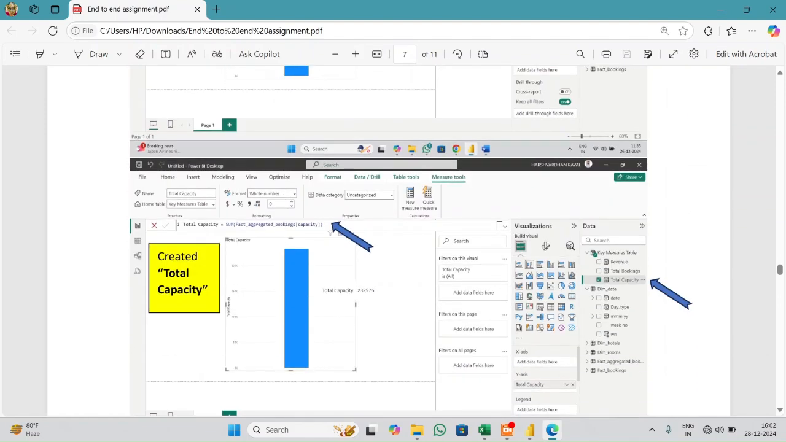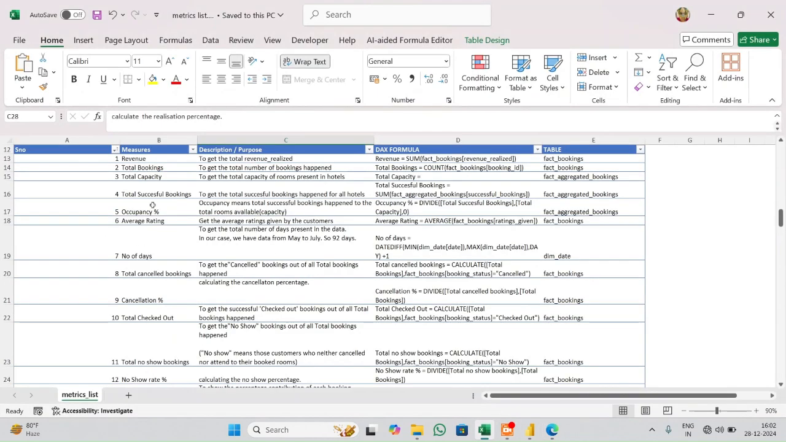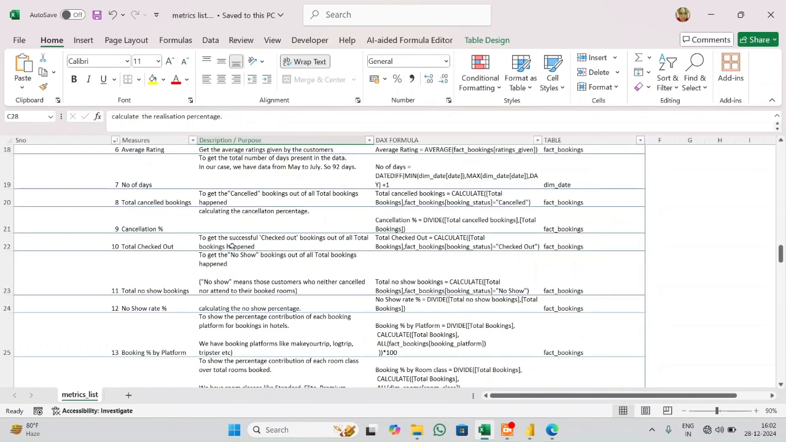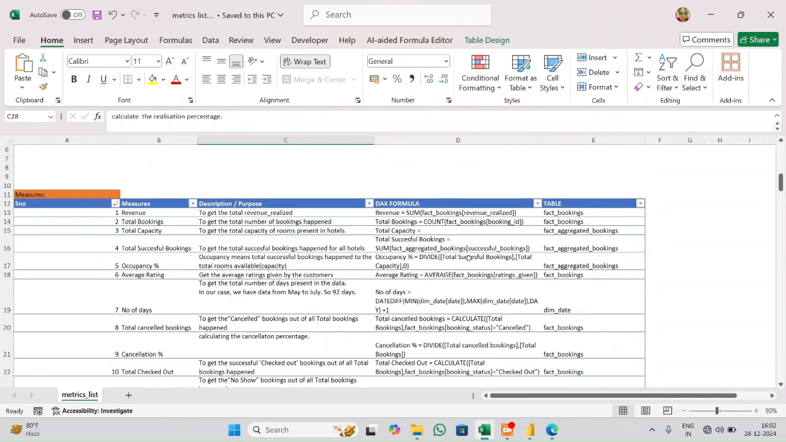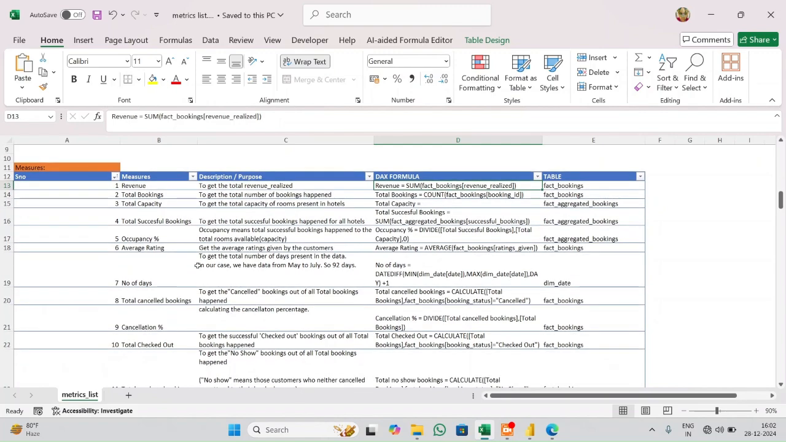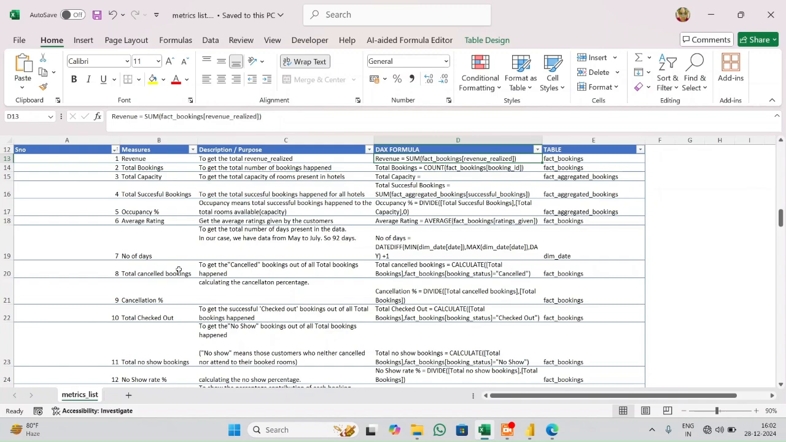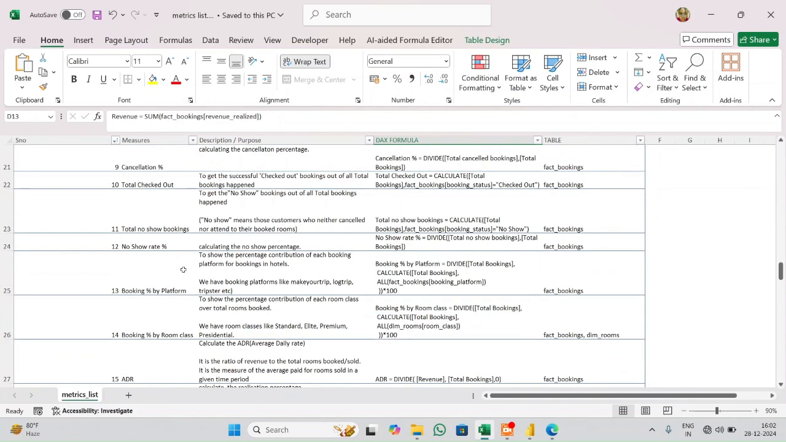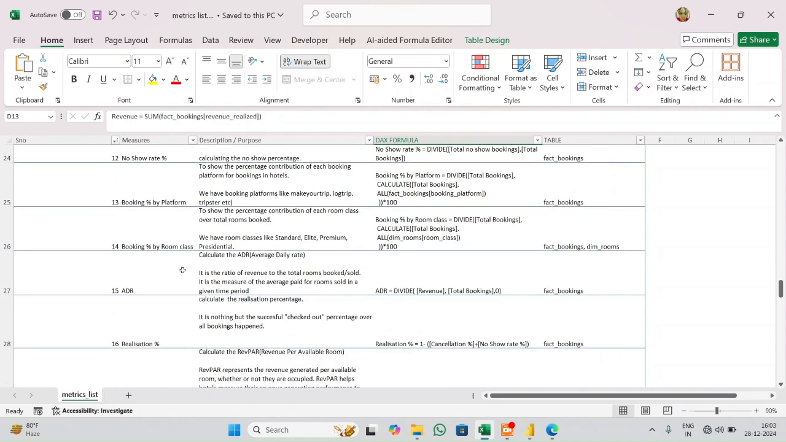Then I have created total capacity by using this formula. By using a number of formulas, I have created these 26 measures. As you can see here in this Excel file, first of all, I created the Excel file. All the formulas I have written down for total booking, total capacity, total successful bookings, occupancy rate, average rating, number of days, total cancelled booking, cancellation percentage, total checked out, total no-show bookings, no-show rate in terms of percentage, booking percentage by platform, by room class, ADR.